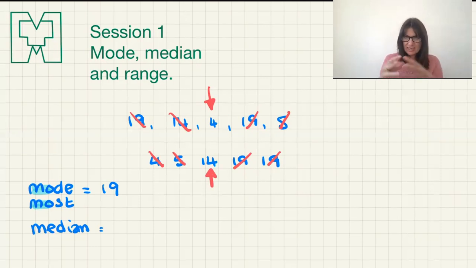The data is kind of spread out across a number line, okay, with the smallest being at 4 and the biggest being at 19. So we want to be in that middle section, okay.